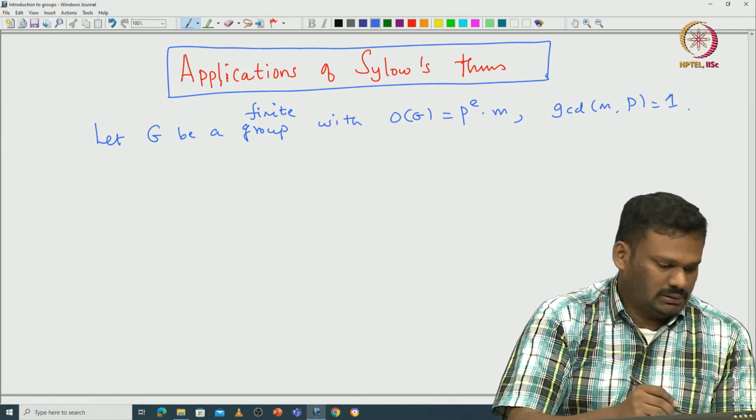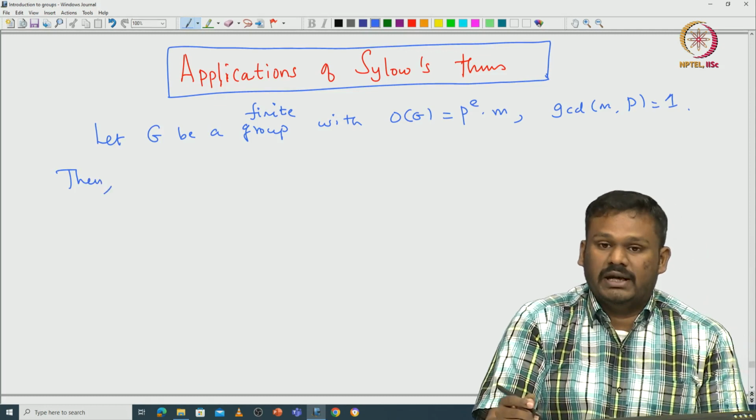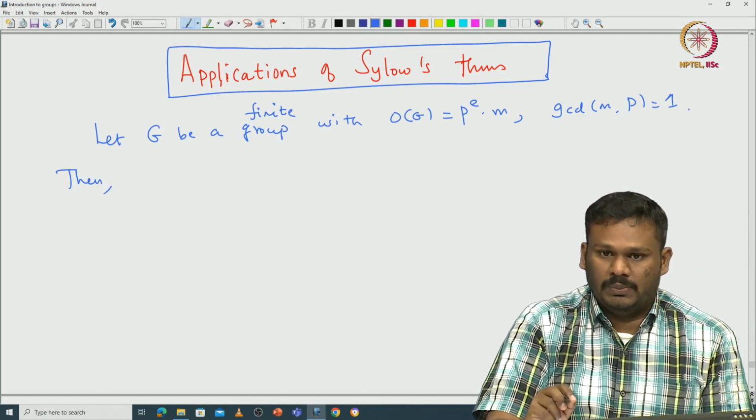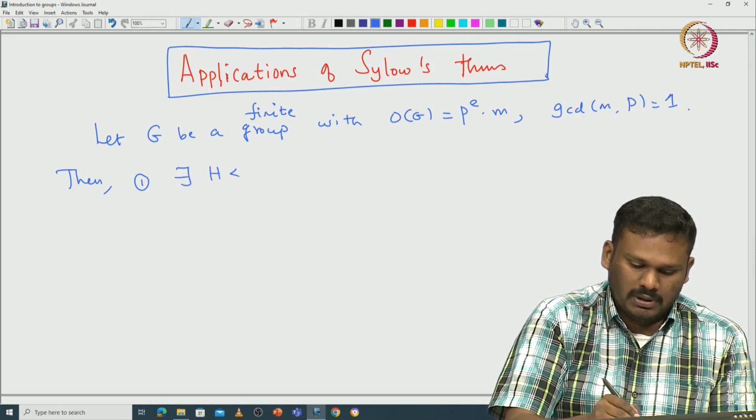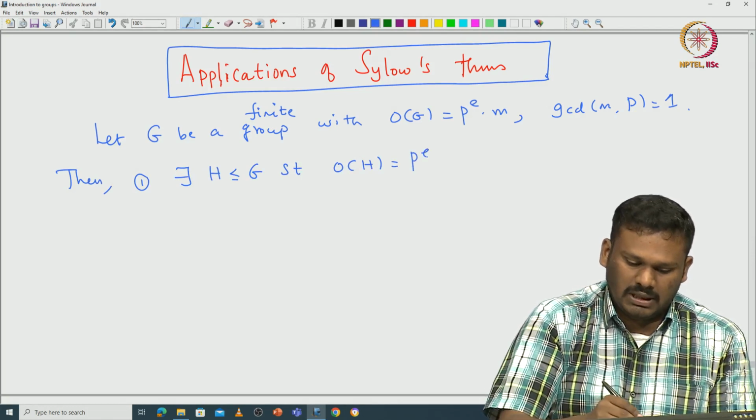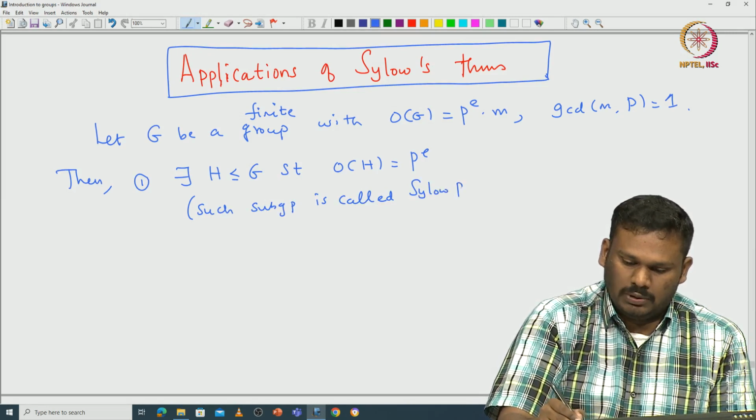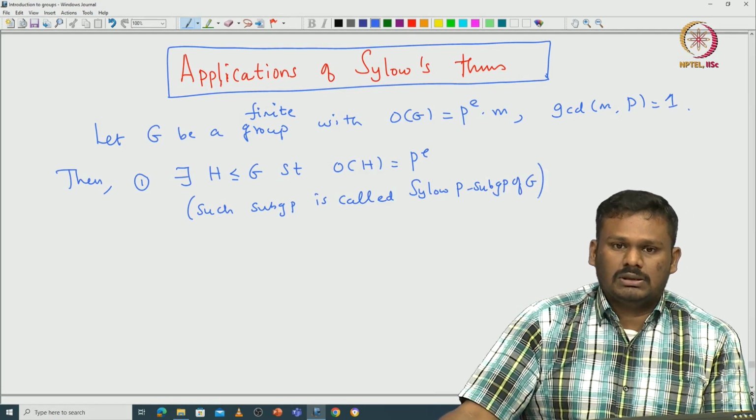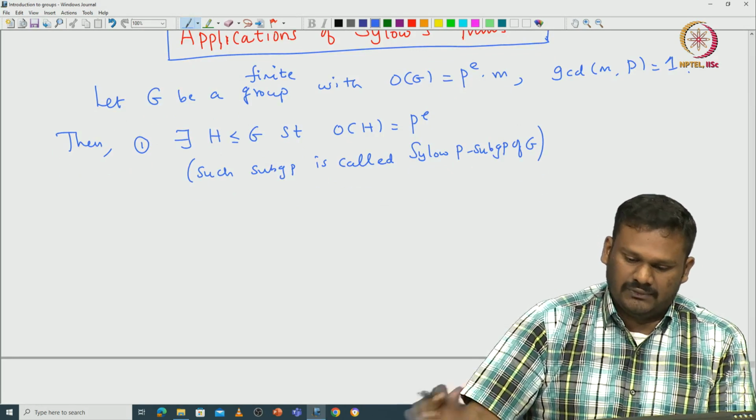Then what we know is that there exists a Sylow p subgroup. Any group of order p^e is called a Sylow p subgroup. So, the very first Sylow theorem says there exists a subgroup H of G such that the order of H is equal to p^e. Such a subgroup is called a Sylow p subgroup of G.